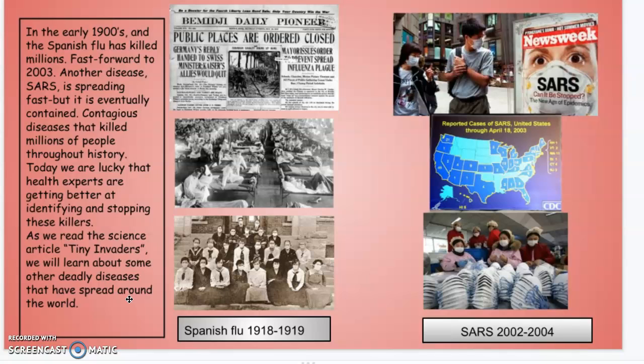As we read the science article, Tiny Invaders, we will learn about some other deadly diseases that have spread around the world. Now, I just found a few pictures off the internet by searching the Spanish flu and SARS. When I look through a few of those, we can again make some pretty strong connections to the epidemic that's ongoing right now. So take a minute to look at the pictures, just a few that I found to show some resemblance to what we are living with, COVID-19.